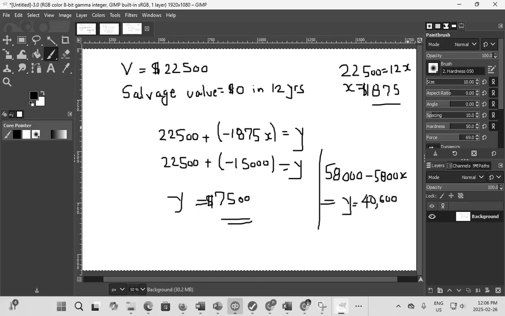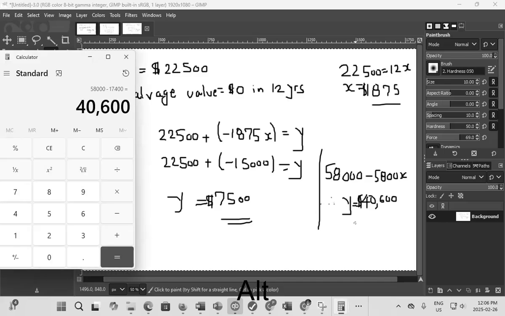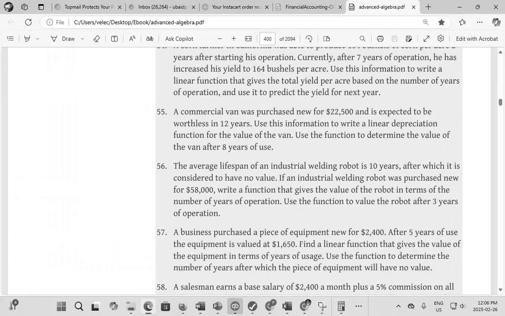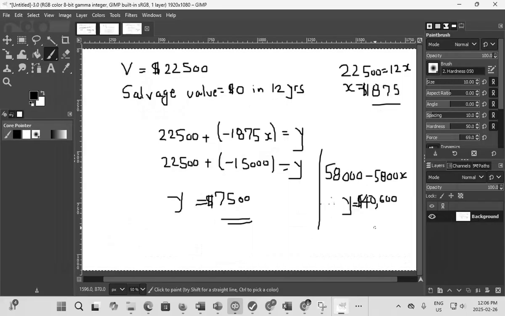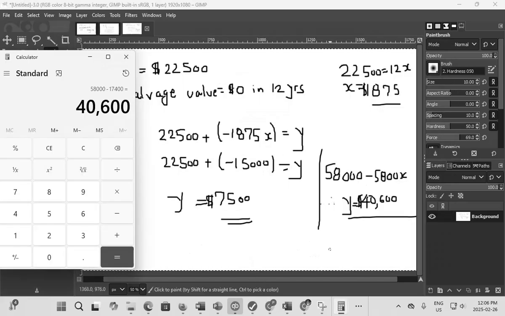So this will be 40,600 as in the value for y. Therefore, y equals 40,600. This is the value of the piece of equipment, the robot, after 3 years of operation. Notice the value went down from 58K to a total of $40,600. So apart from that, this is basically how you solve word problems when it comes to linear equations.